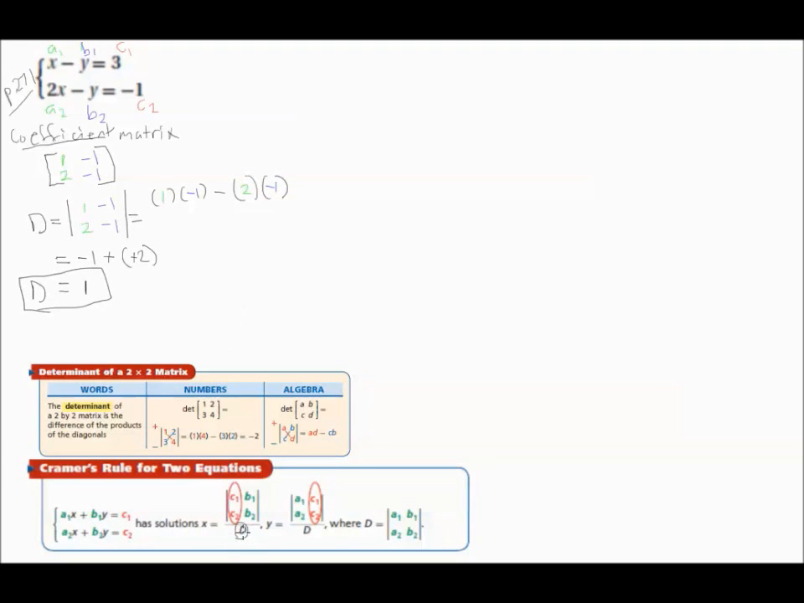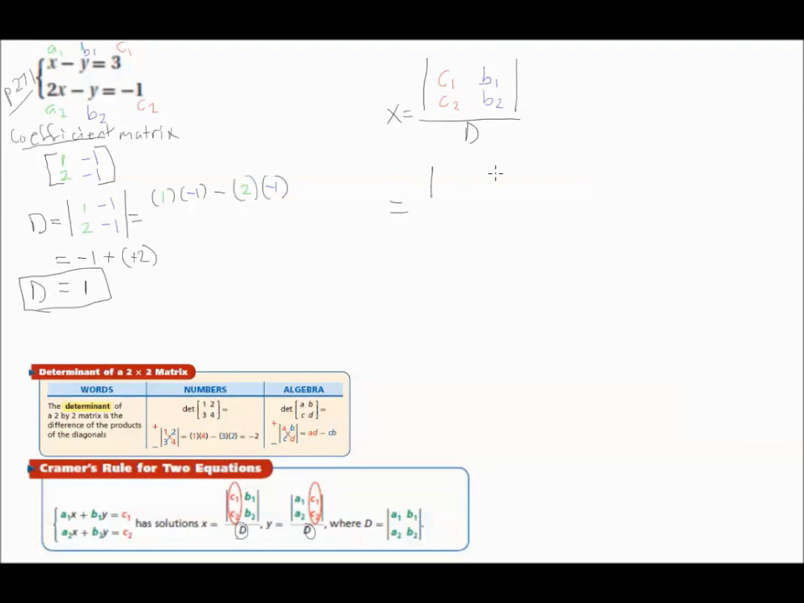So now I have my D value down here. I'm ready to solve for my X and my Y. Let's come over here and we'll plug in. If we look here, when I'm solving for X, X equals the determinant of C1, C2, B1, B2, divided by my determinant D. When I want to find X, I replace my X coefficients with the constant coefficients, my C values. So this is the same thing as my coefficient matrix.